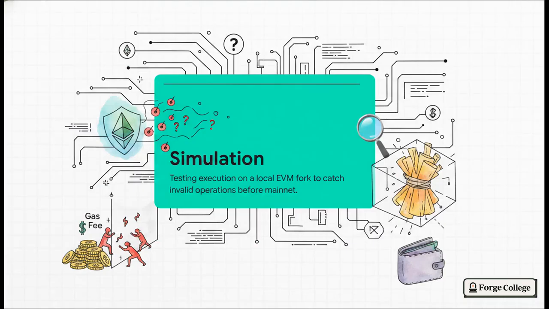But I want to pause on step 2 for a second. Simulation. You absolutely cannot skip simulation. Well, unless you genuinely enjoy the anxiety of paying massive gas fees out of your own pocket for failed transactions. Simulation is your ultimate safety net. By running the batch against a local EVM fork, you catch out-of-gas errors or failing paymaster checks before you ever touch the mainnet. It's a real game changer.